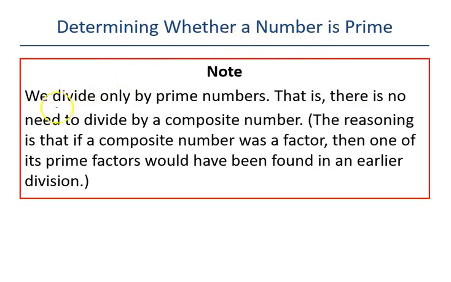Determining whether a number is prime, we divide only by prime numbers. That is, there is no need to divide by a composite number. The reasoning is that if a composite number was a factor, then one of its prime factors would have to be found in an earlier division.